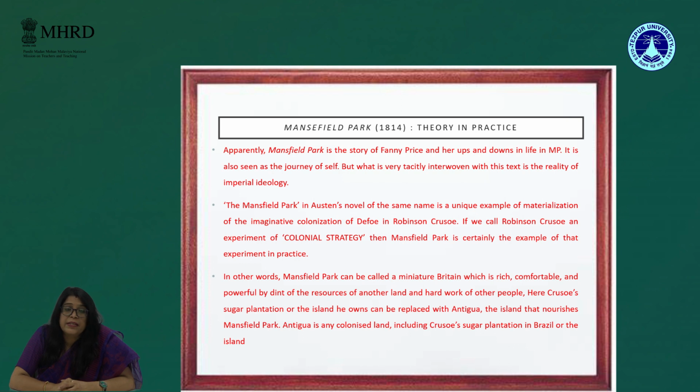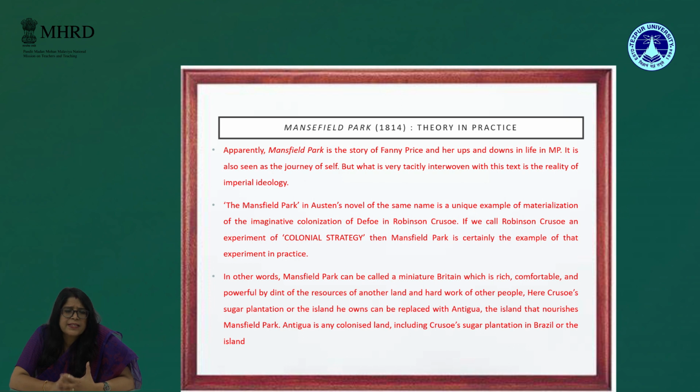It is also seen as the journey of self. Apparently, the novel tells this story actually. It is the story of Fanny Price in Mansfield Park, this estate called Mansfield Park, her ups and downs, and the self-making process of Fanny Price.